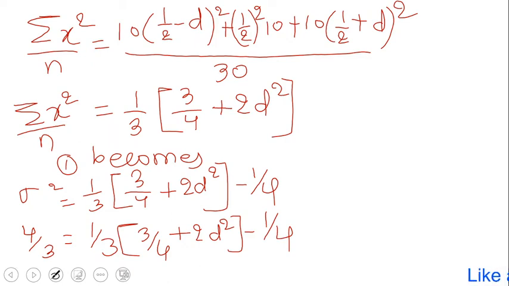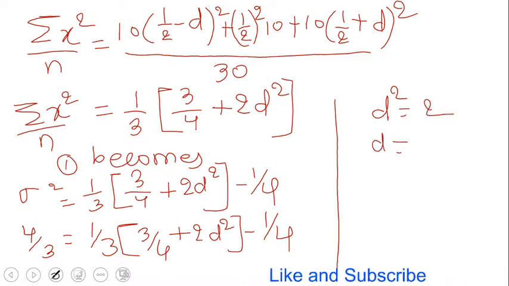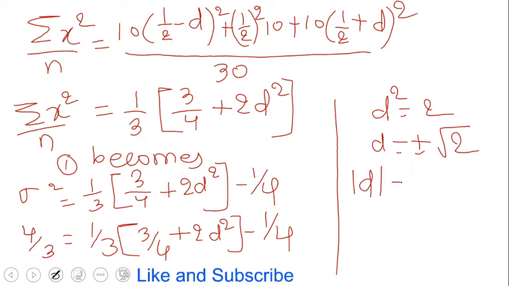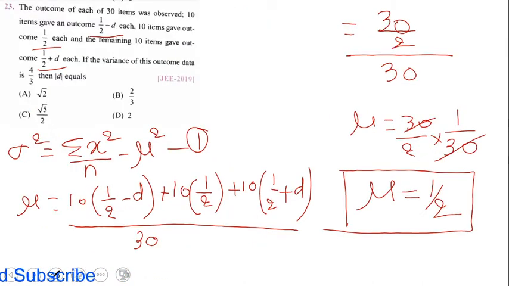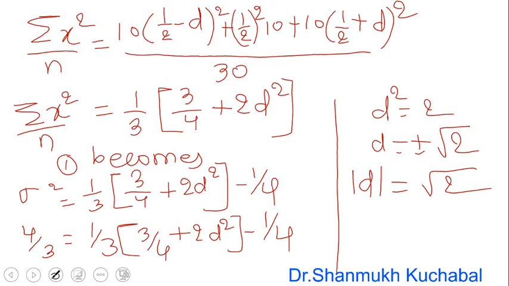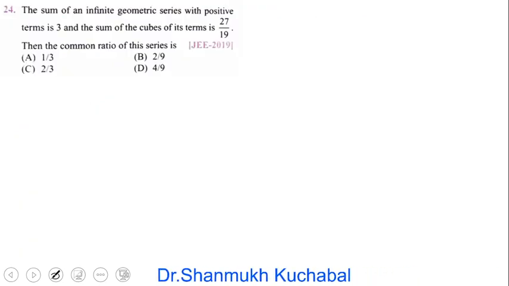So we will get a solution for d square as 2, then d value as plus or minus root 2. We will take the modulus of d, meaning a positive quantity, that is plus 2 here. Okay, so plus 2 is the right answer. So clearly we observe that option A is the right answer here. This is the first page solution and this is our second page solution. Okay, we'll move to the next example.